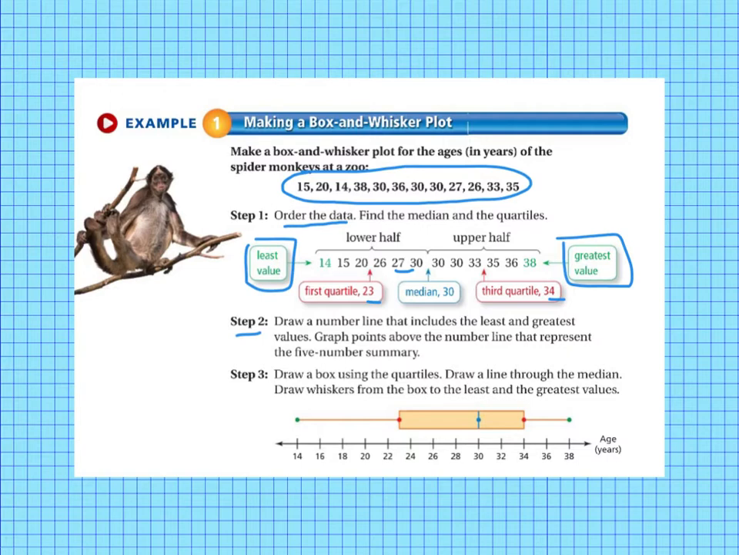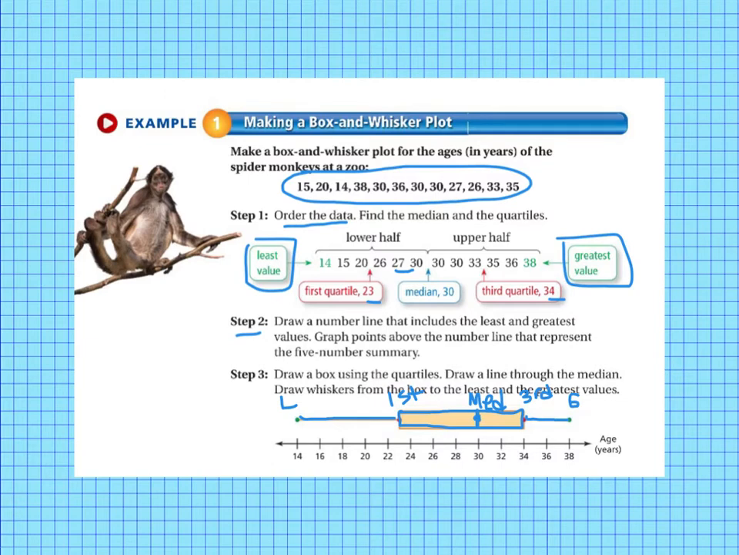So you graph the median in the center and the first quartile and the third quartile and the greatest value. I'm just going to put a G for greatest and the least value, an L for least. And you draw a box from the first to the third, and you draw a line through the median, and be sure your dot shows, and that's your box. And then you draw the whiskers from the box out to the ends of the data. So here's what this represents.